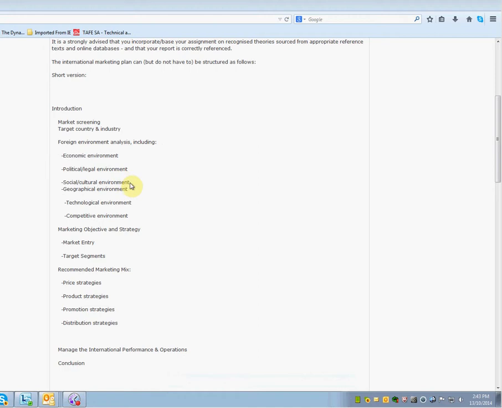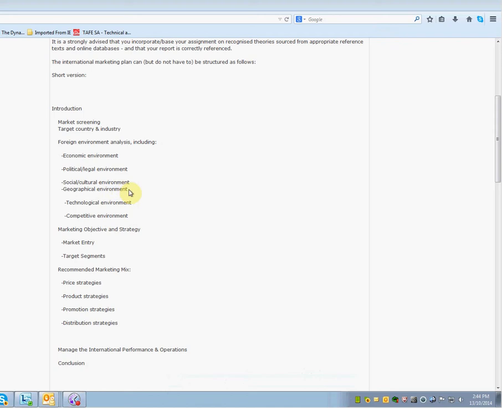Social cultural environments. Again, the culture of a foreign country will influence buying behavior in that country. So make sure you do a good cultural analysis. Make sure you read the section about the cultural environment and that you do some of the things that are suggested in there.